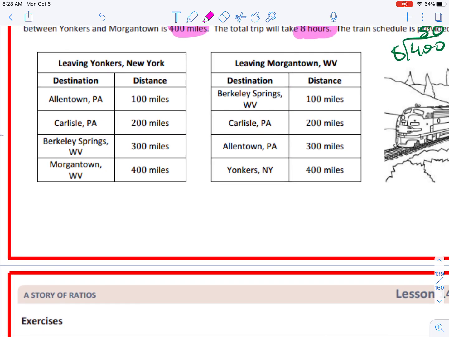So looking at these tables, if they're going 50 miles per hour, how long would it take them to go 100 miles? Well, it's going to take them 2. 200 miles is going to take them 4. 300 miles is going to take them 6. 400 miles is going to take them 8 hours, like we know. Now when they're leaving Morgantown back to Yonkers, 100 miles more is going to take them 10 hours. 12 for 200 miles more, 14 and 16.